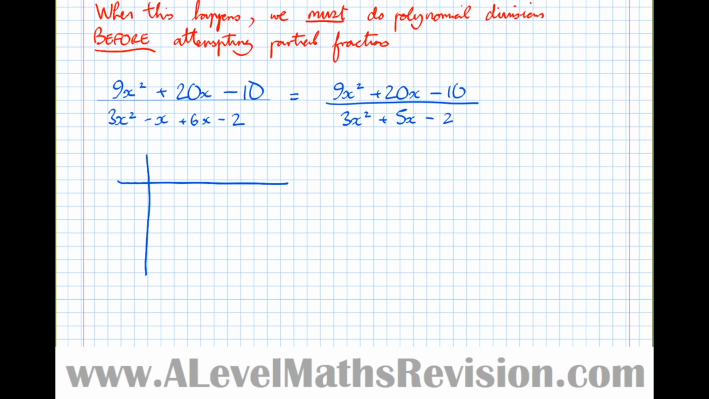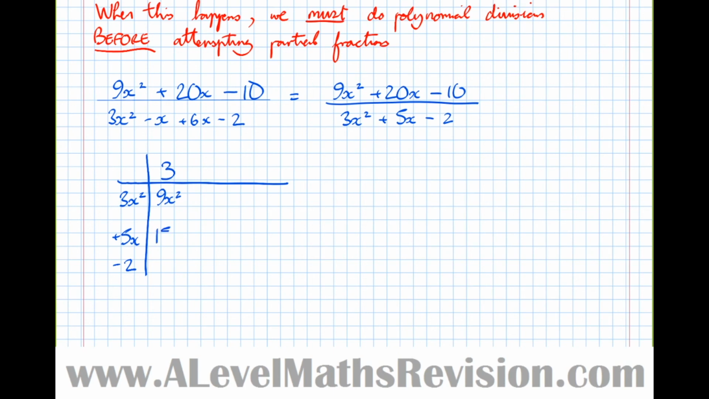And that's again because the order of the polynomial on the top, which is quadratic, is greater than or equal to, in this case equal to, what's on the bottom. So if we can do a polynomial division, we should. 3x squared plus 5x, take 2. And we want the answer to be 9x squared. So put a 3 there, that makes the 9x squared work.